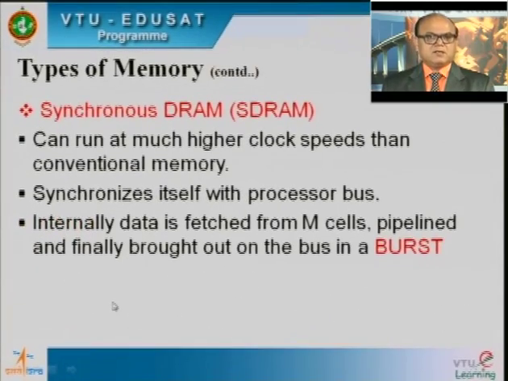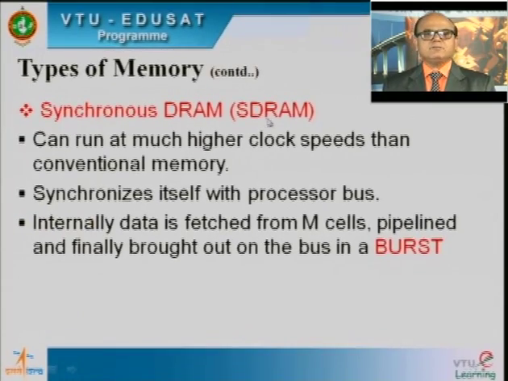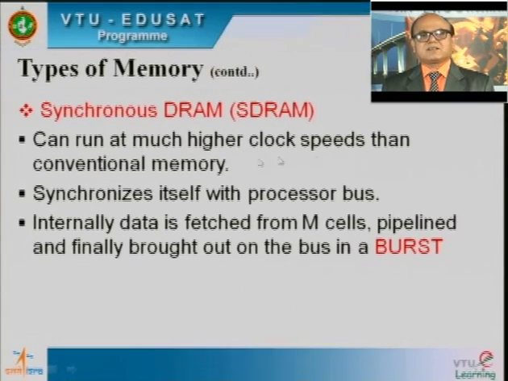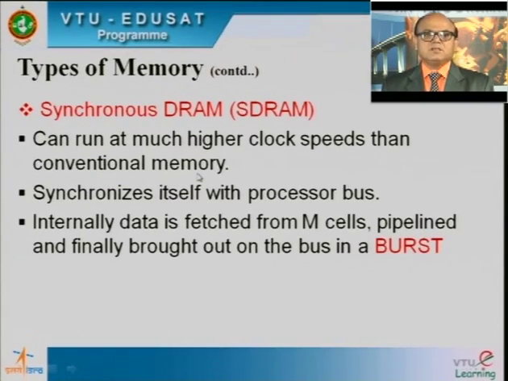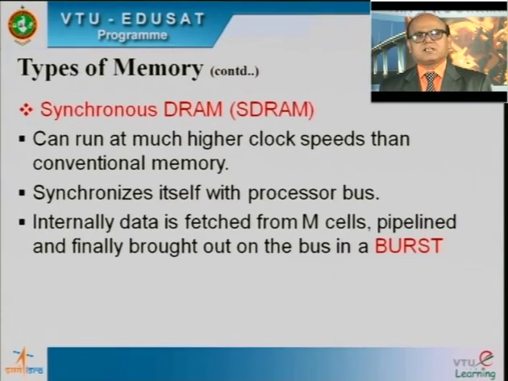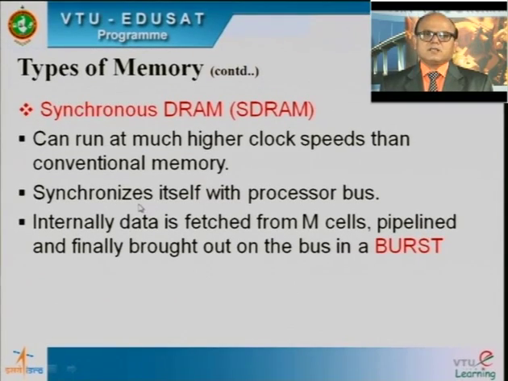And the next type of memory is the synchronous DRAM, or sometimes we call it SDRAM. Since it is synchronous, it has a characteristic that it can run at much higher clock speeds than the conventional memory. So naturally, after the DRAM, the next version is synchronous DRAM, SDRAM, which can run at still higher speed, and it synchronizes itself with the processor bus.